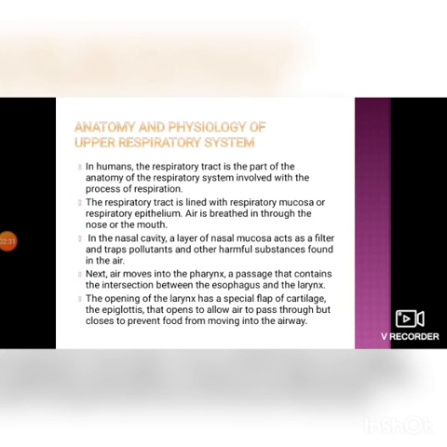So next is anatomy and physiology of the upper respiratory system. In humans, the respiratory tract is the part of the anatomy of the respiratory system involved with the process of respiration. The respiratory tract is lined with the respiratory mucosa or respiratory epithelium.